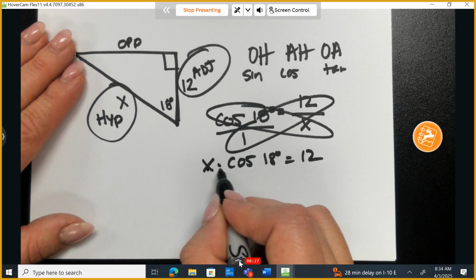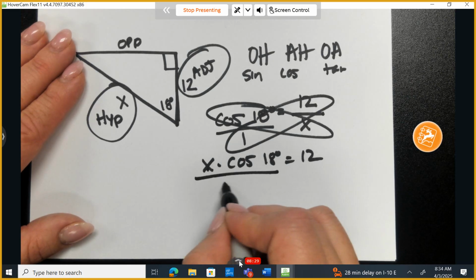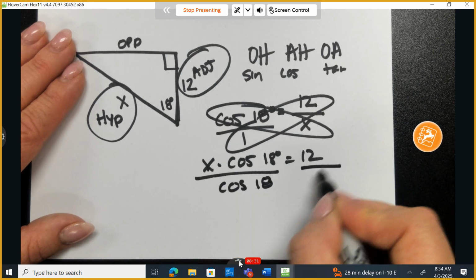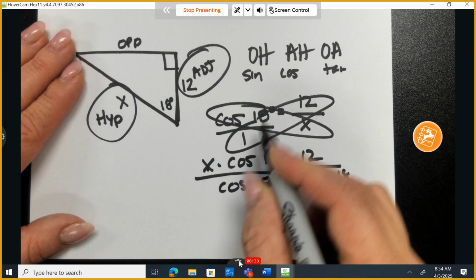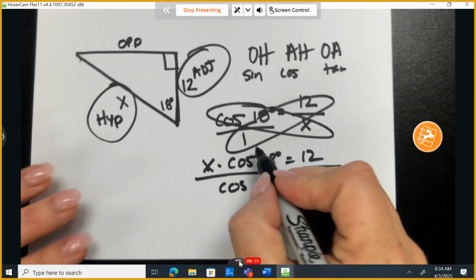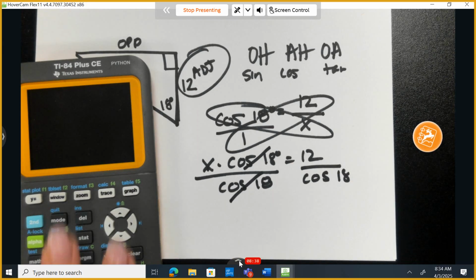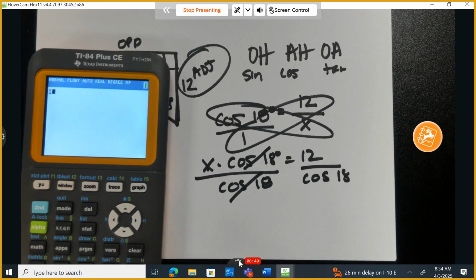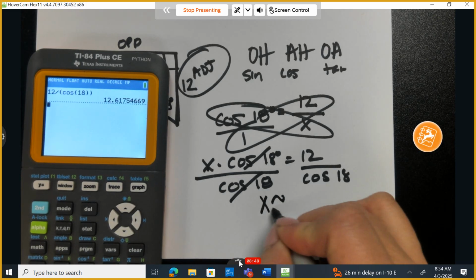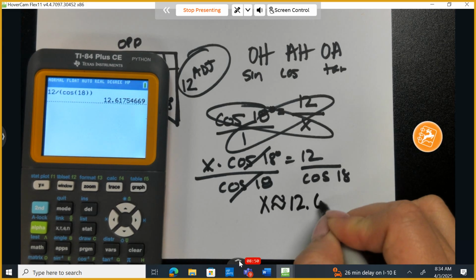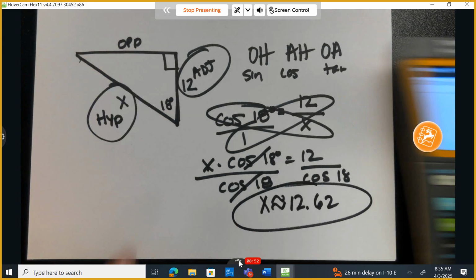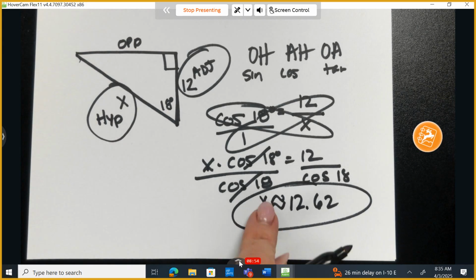Now to isolate the x, opposite of multiplying is dividing. I'm dividing by whatever I want to get away from the x, because I want to isolate the x or get x by itself. That's all the work I need to show. I'm going to come up here and type in 12 divided by, using that parentheses, and doing the cosine of 18 and 2 parentheses, and I have x is approximately 12.62. 12.62 is this missing length. Approximation is the key.